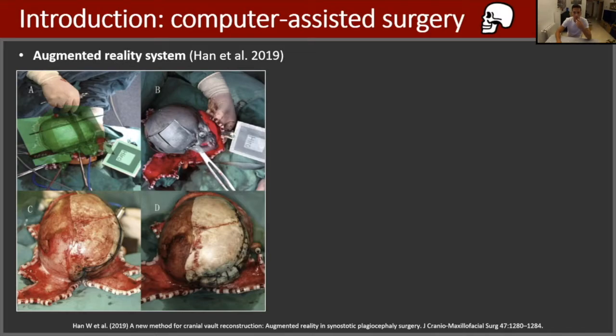Last year, Han et al. proposed an augmented reality system for craniosynostosis where the virtual models can be overlaid on the surgical field using augmented reality, and this virtual data can be aligned with the patient anatomy using augmented reality markers that can be attached to the mouth of the patient using occlusal splints.